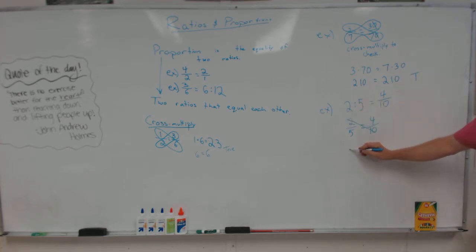2 times 10 equals 5 times 4. 20 equals 20. True again. Any questions about any of that? That's it right there. Gary.